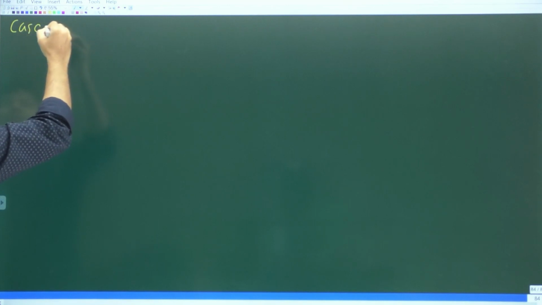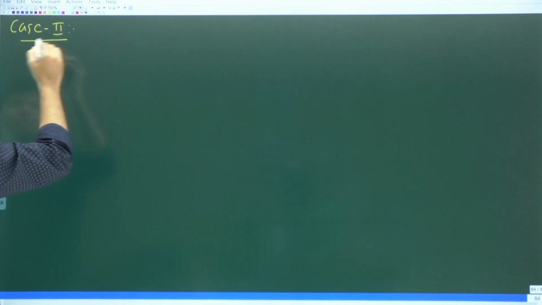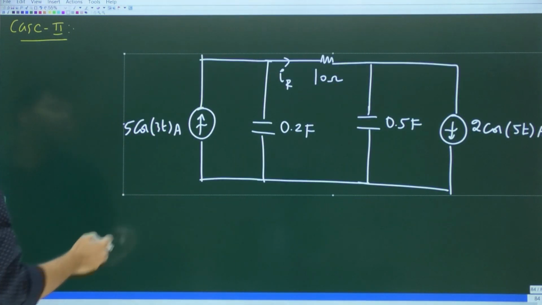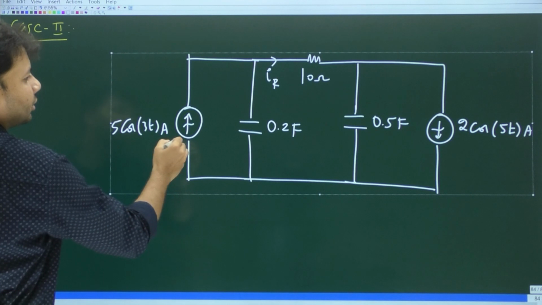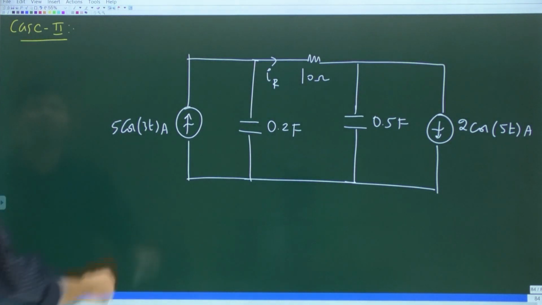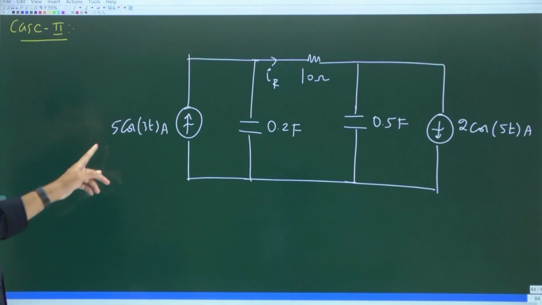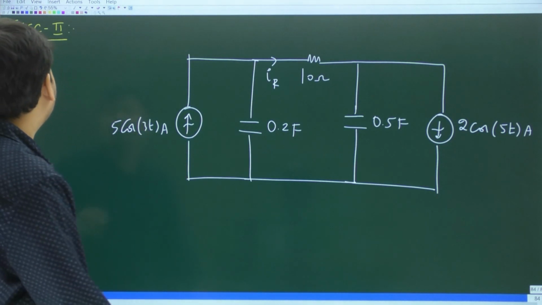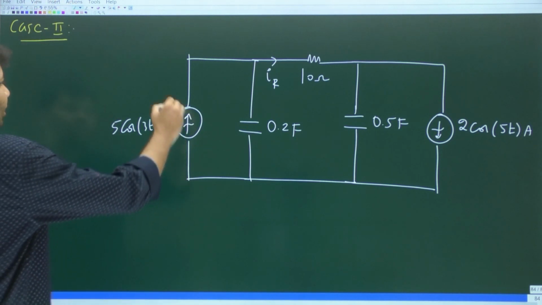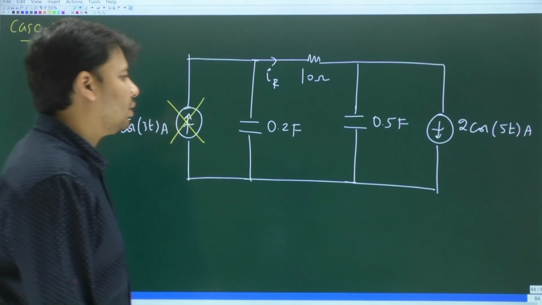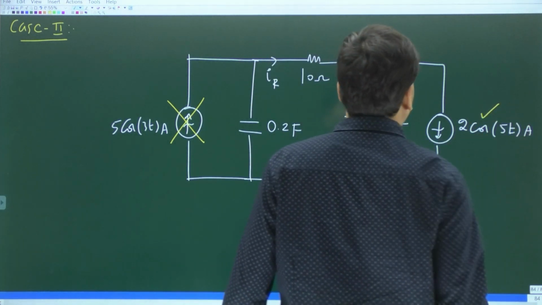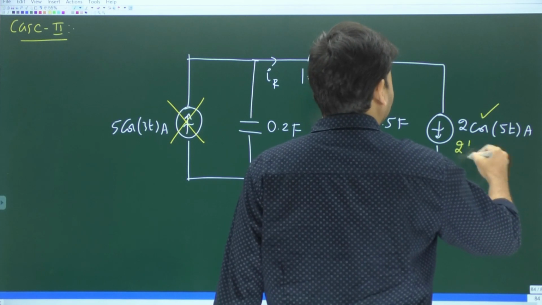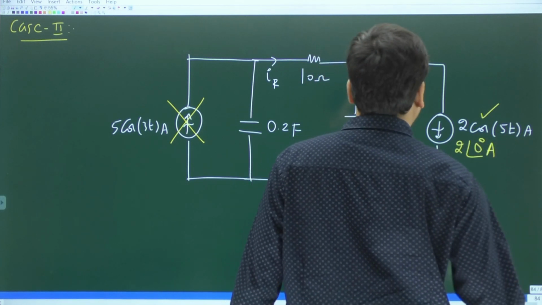So now we have Case 2. So let me have the original circuit here. This is the original network. In the previous case, this current source was kept active. Now we should make it 0. If you want to make it 0, it becomes open, and this current source is going to be active. What is 2 cos phi t in phasor form? Is it not simply 2 at an angle 0 degrees amperes?